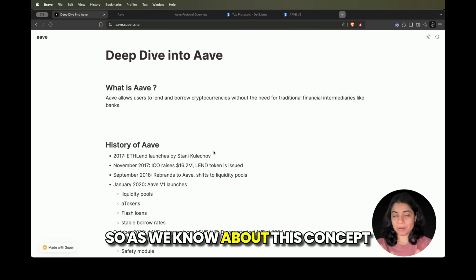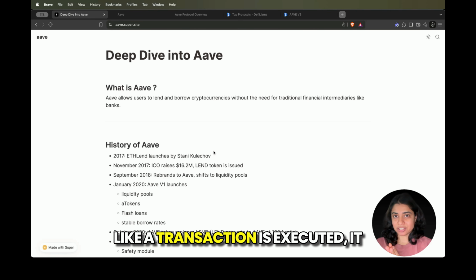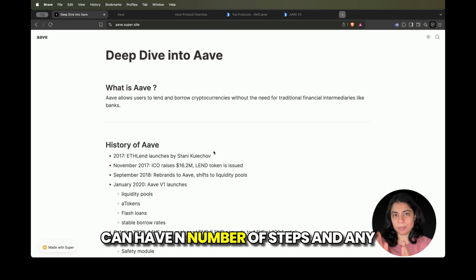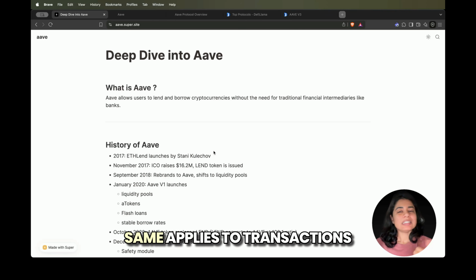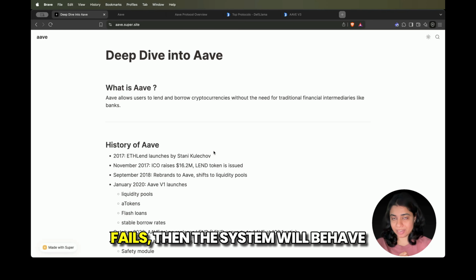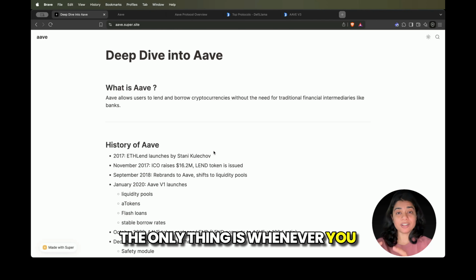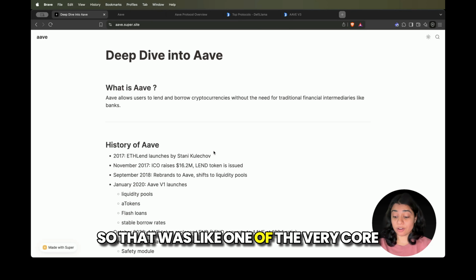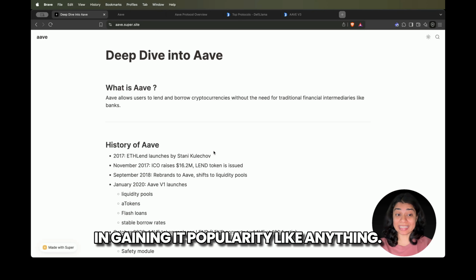As we know about the concept of transactions, it's very similar to how it works in a database system. A transaction is executed and can have n number of steps, and if any of the steps fail, the whole transaction will be reverted. The same applies to transactions on blockchain networks. If at any point anything fails, the system will behave as if nothing happened. The only thing is, whenever you take a flash loan, you obviously need to pay the fees. That was one of the very core concepts about Aave that helped in gaining its popularity like anything.